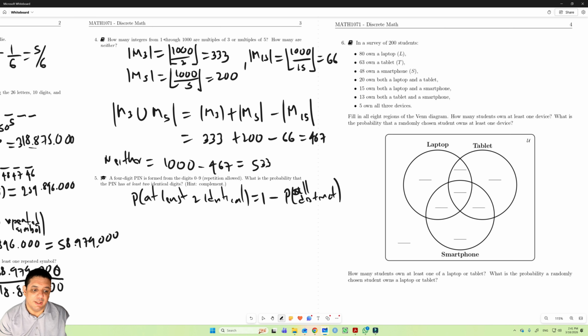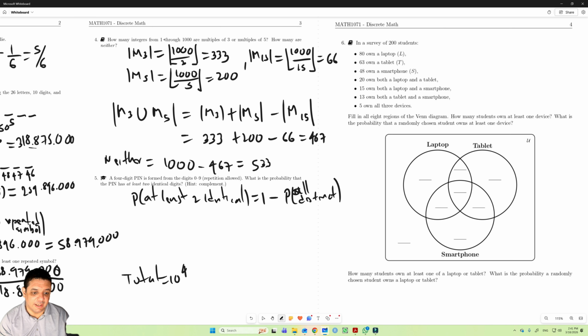And we know how many we have in total, because if it's a 4-digit pin and it's going from 0 to 9, then each of the entries has 10 options. So this is like 10 to the 4. So 10 to the 4 is the total, right? So the total is 10 to the 4.